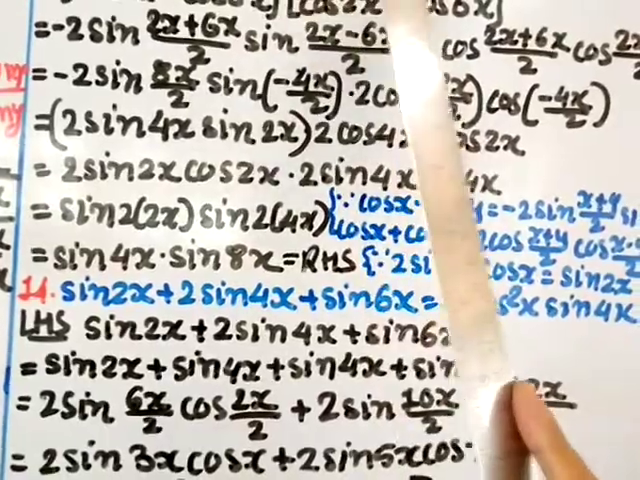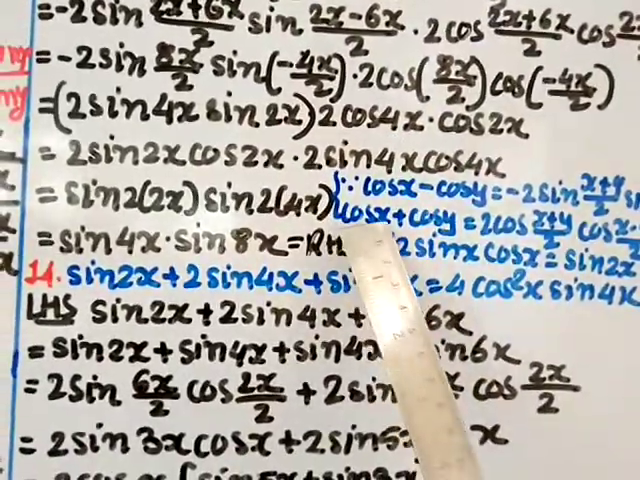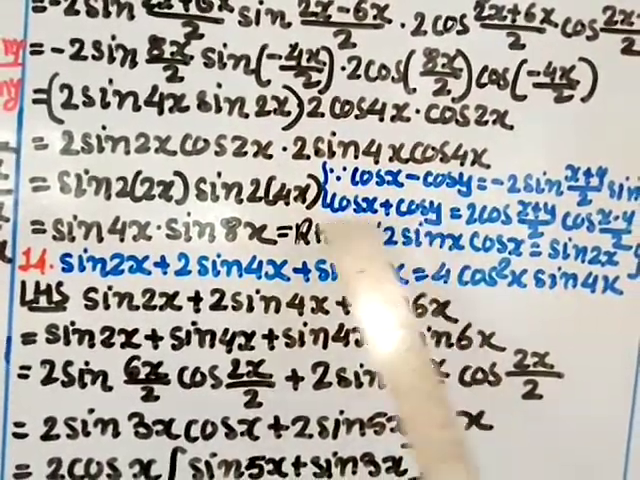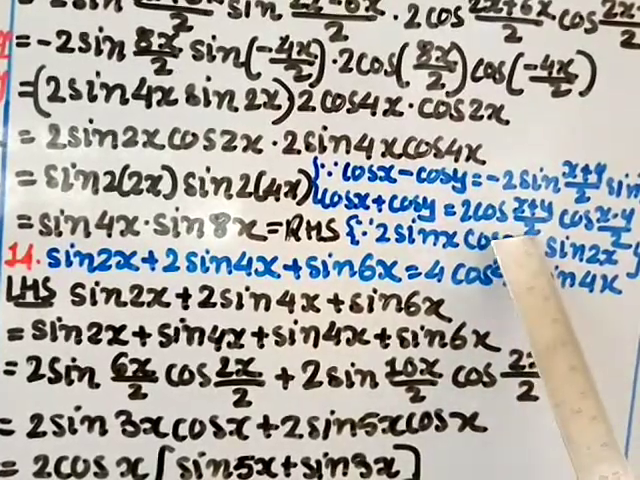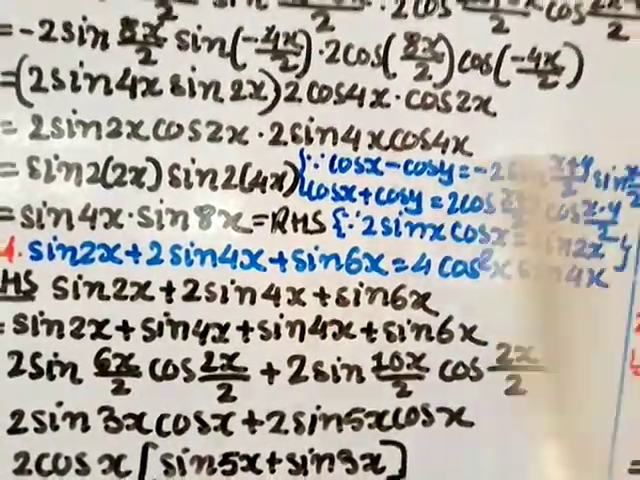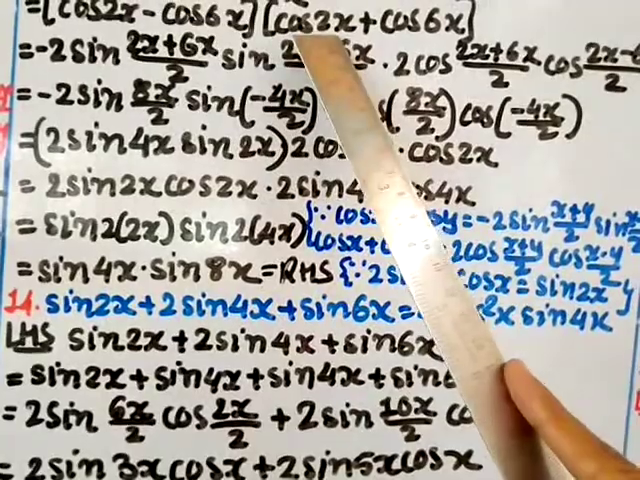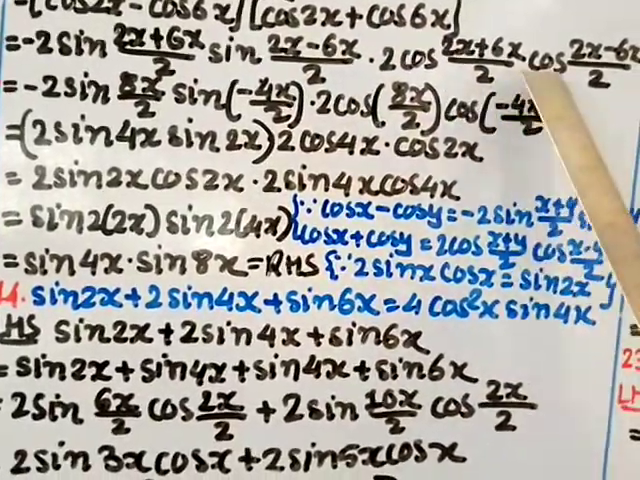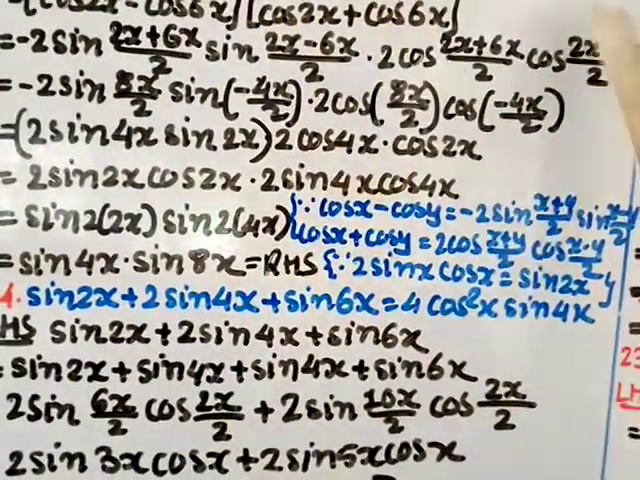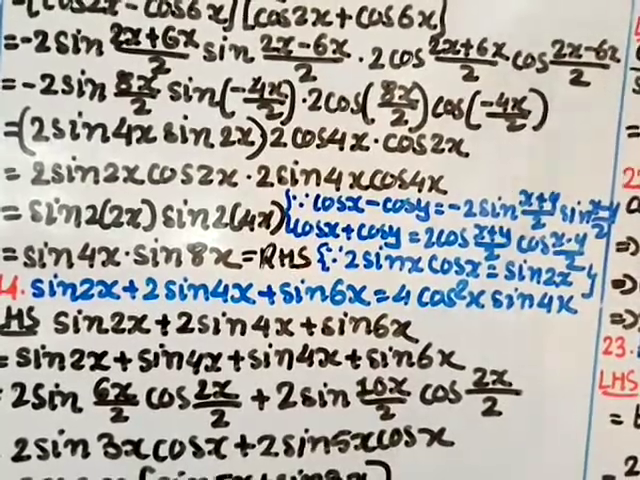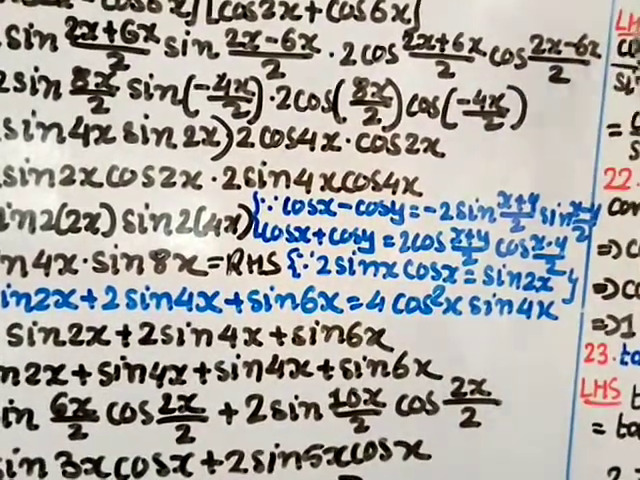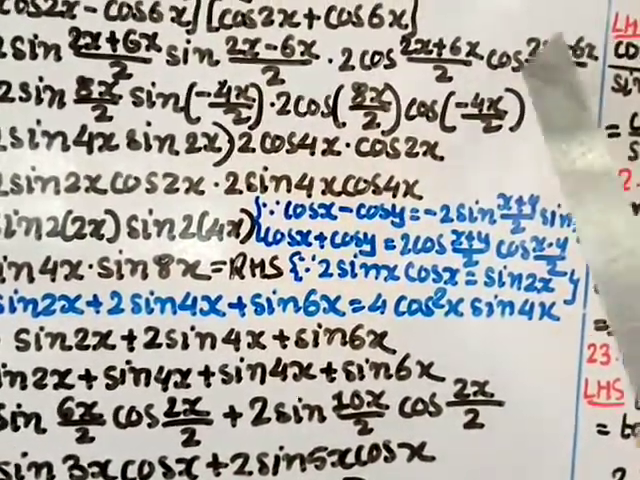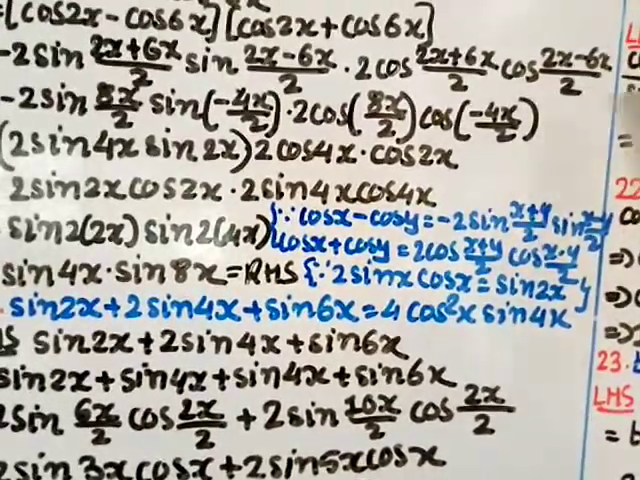Then cos 2x plus cos 6x, that is cos x plus cos y. For that, 2 cos (x plus y)/2 cos (x minus y)/2. So here (2x plus 6x)/2 into cos (2x minus 6x)/2. If you interchange, then you will get here 6x minus 2x, so the answer will be positive. Here the answer will be negative, but it is cos, so it will become positive. That is what I mean to say.